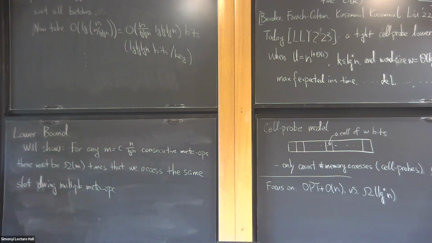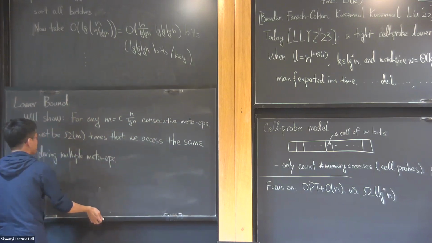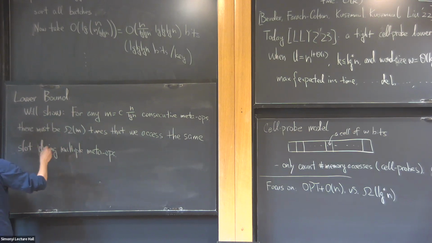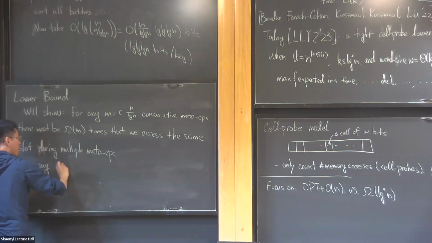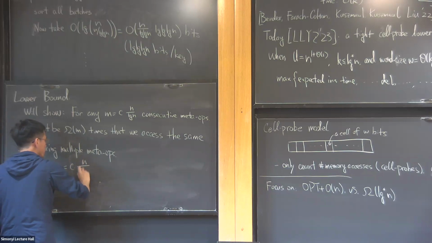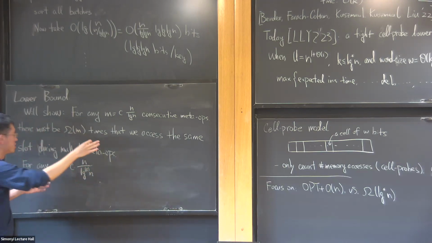Okay. For the first level, I want to show that there's a linear number of times where we access the same slot during multiple meta operations. Equivalently, let me state the general statement. In general, for the higher levels, what I want to show is that for any m that is some constant times n over iterative log of L times, which corresponds to the level L batch in the algorithm.